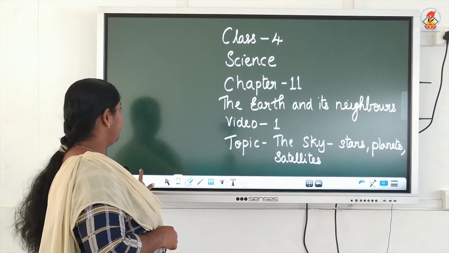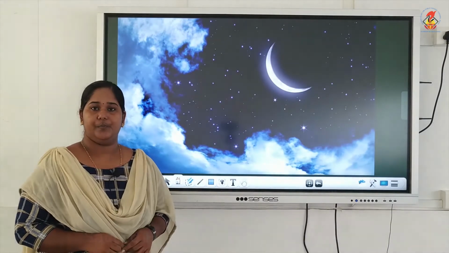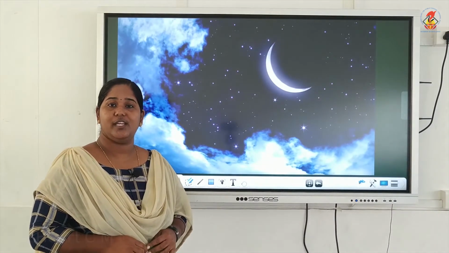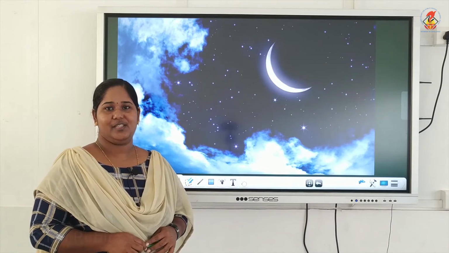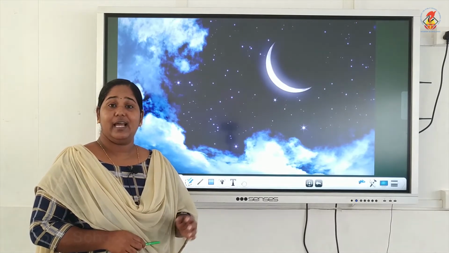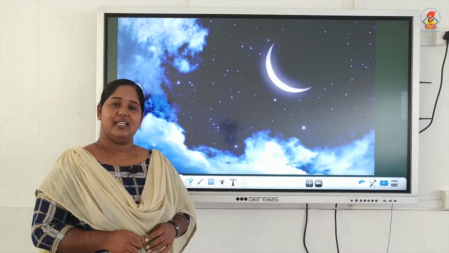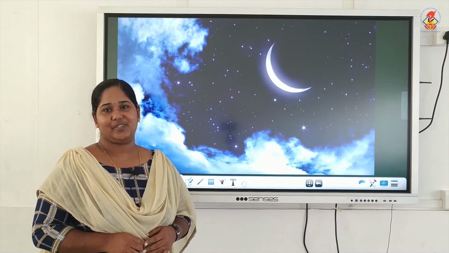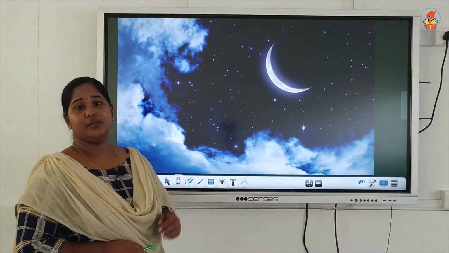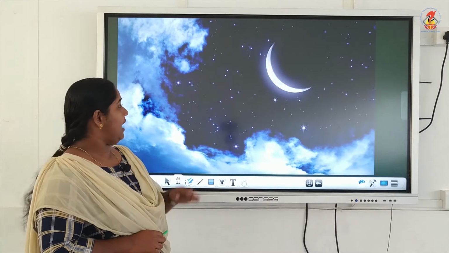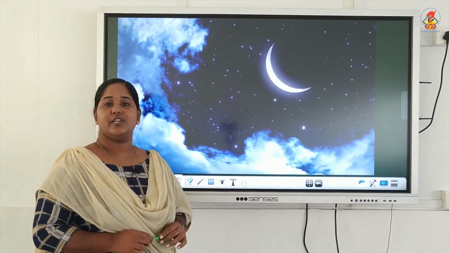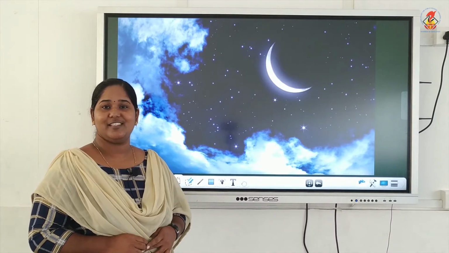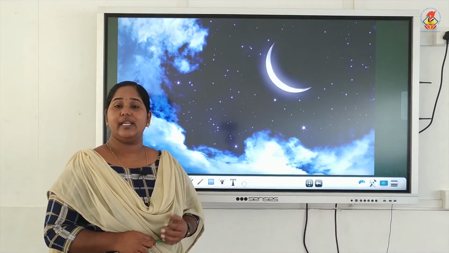I am going to show you a very beautiful picture. What is this? A picture showing the night sky. The sky, especially the night sky, has always fascinated us. You can see the moon, a part of the moon, and very beautiful stars shining in the sky. Mind-blowing picture, isn't it? We all love to look into the sky.